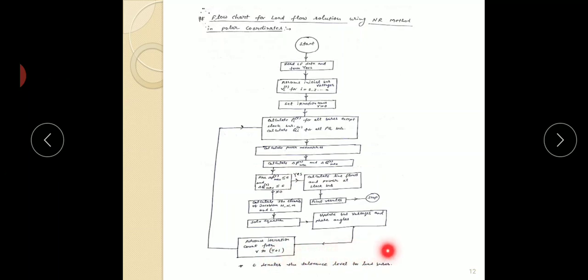epsilon denotes the tolerance level of the load buses, right? If answer is yes, calculate the line flow and power at the slack bus and print. Then stop. If no, then calculate the elements of Jacobian H, N, M and L. Solve equations. Update bus voltages and phase angles and advance iteration count from R to R plus 1, and so on. So this is the flow chart of Newton-Raphson method.